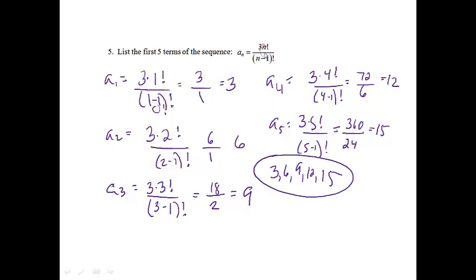There would be a faster way to work this if we're used to working with factorials. If you recall, n factorial would just be n times n minus 1 times n minus 2, dot, dot, dot. On the bottom, n minus 1 factorial is n minus 1 times n minus 2 times dot, dot, dot. So we could cancel out all the factorials. We would have just been left with 3n. So each time we could just plug in that n, and we would be all set.